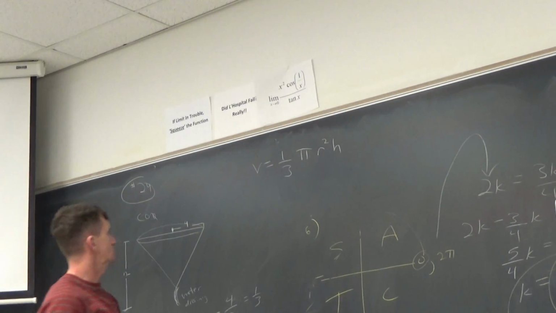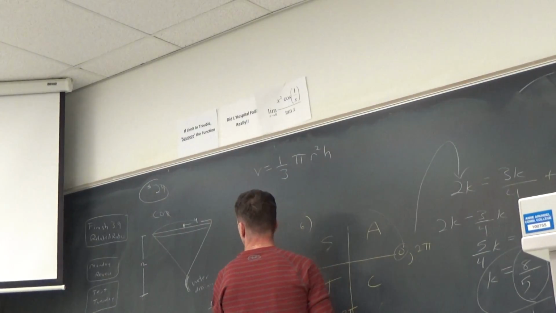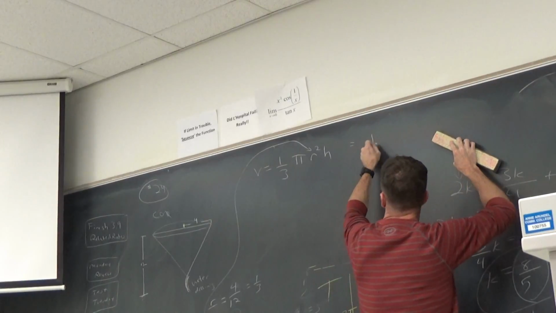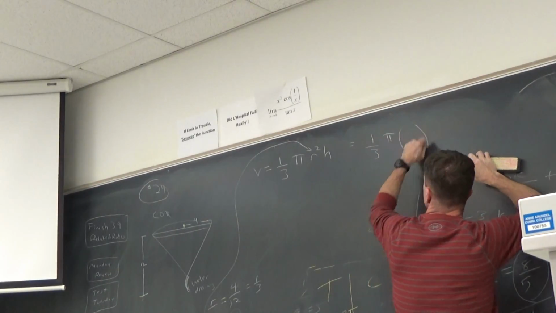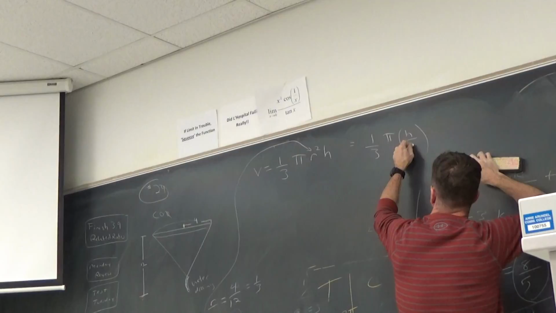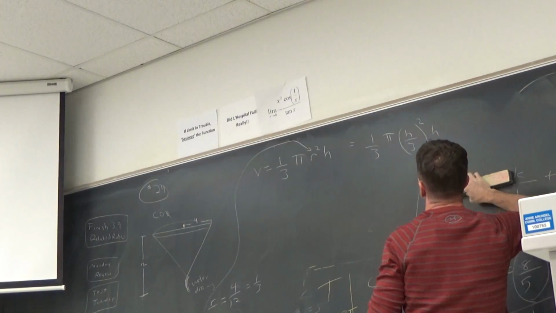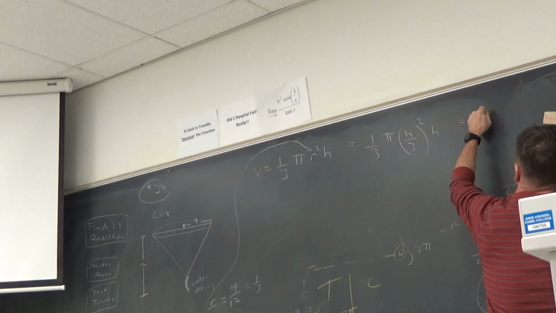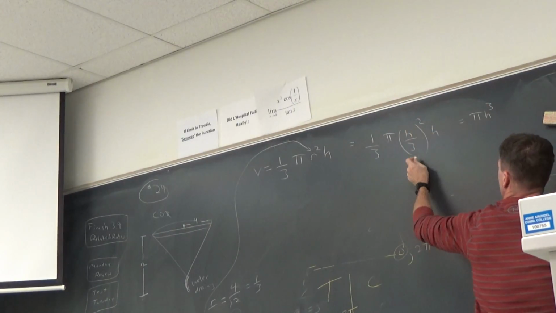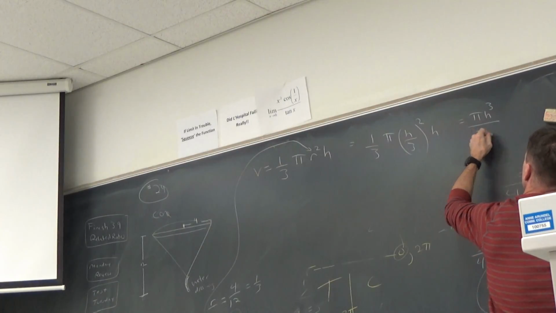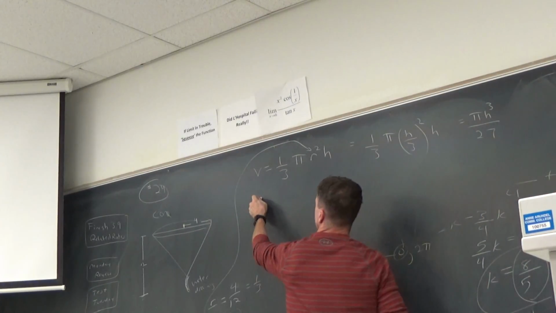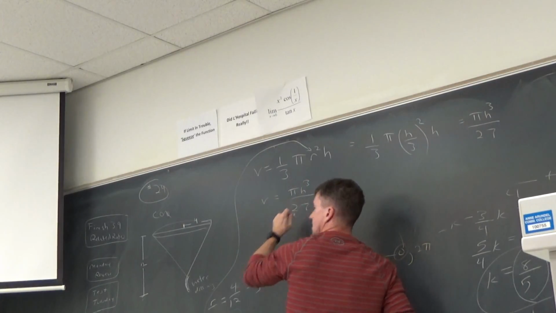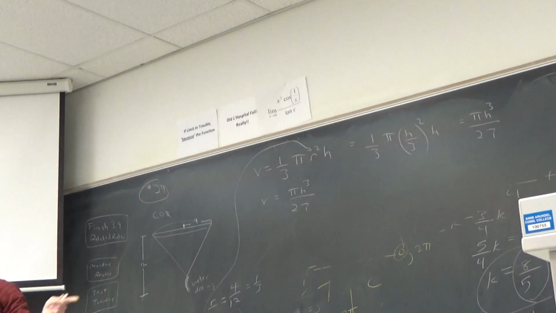Cool. Now I'm going to substitute this for R. All right, what do you get? 1/3 pi times (h over 3) squared times h. So it'd be pi h cubed over 27. Pi h cubed over 3 squared, which is 9. 9 times 3 is 27. I don't want to rush anybody. I'm going to write this again. That's why we couldn't just memorize that, because it depends on the relationship between R and H.